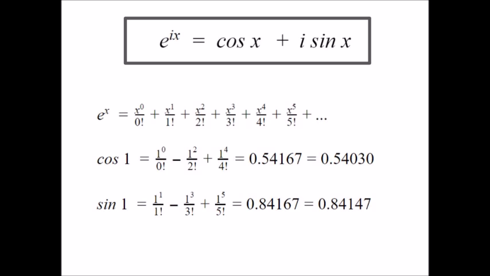I never know whether to do cosine or sine first. You got 1 minus 1/2 plus 1/24, and then I carried it out for 10 terms, and it worked. Cosine 1 in radians. Sine 1 worked too, with the positives and the negatives coming to an agreement, coming to an answer. I love it. How about x is equal to 2?